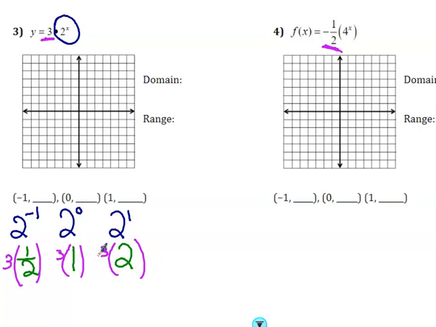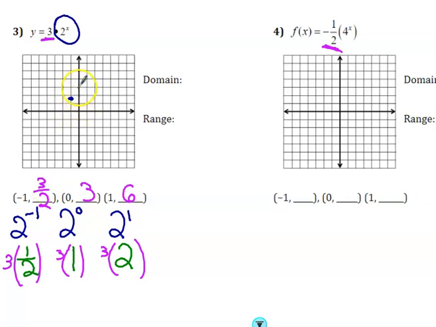Okay, so 3 times 1/2 is 3/2, which is 1.5. 3 times 1 is 3. And 3 times 2 is 6. So what it did is it kind of just moved it up a bit. And we can see that from here. All right, so negative 1 and 3/2. So negative 1 up 1.5. That's 3/2 is 1.5. Okay?